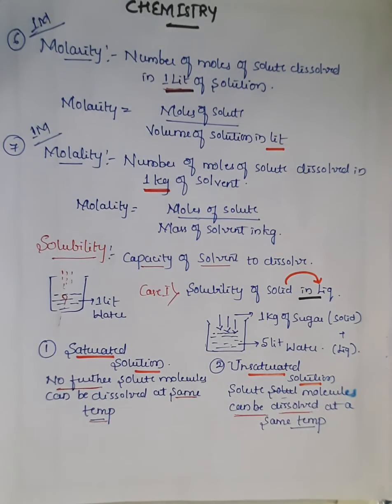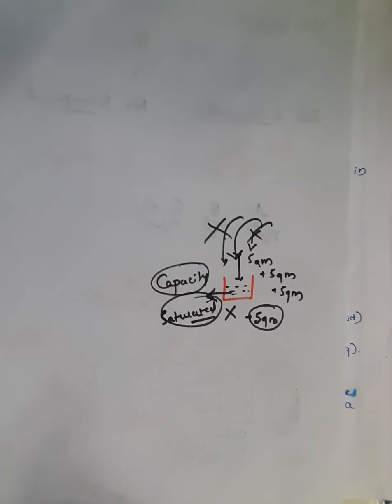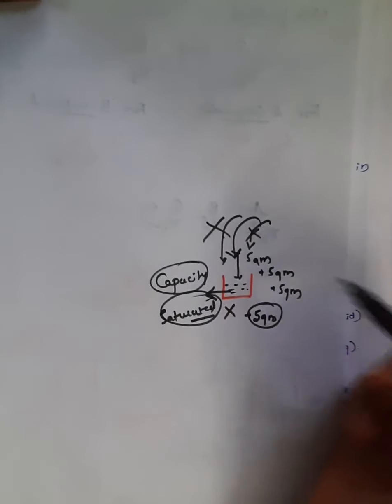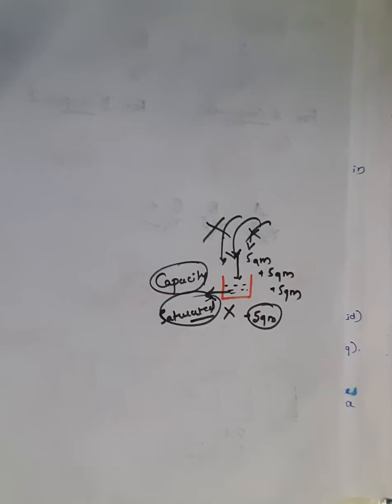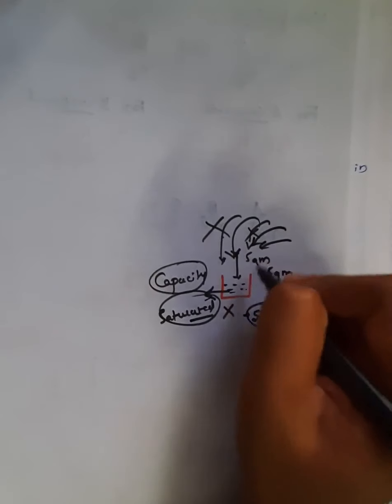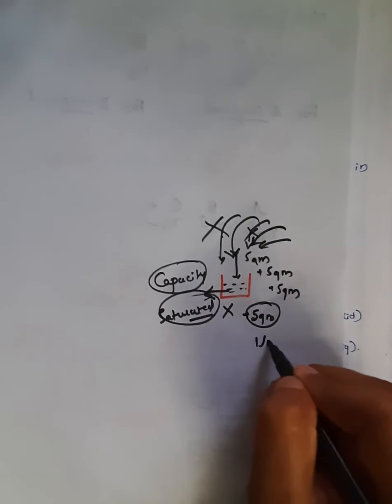So if you further add, right? Here, if I take 1 liter of water and add 5 grams of sugar, it will dissolve. And if I again add another 5 grams of sugar or salt, it will dissolve the added molecules, right? Which means it has not yet reached its capacity. Still we can add components which can dissolve in it. That is called unsaturated.